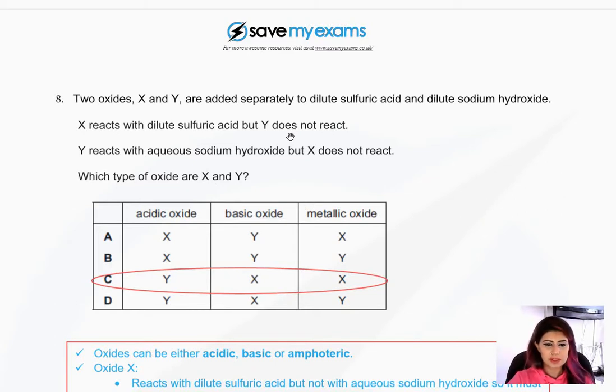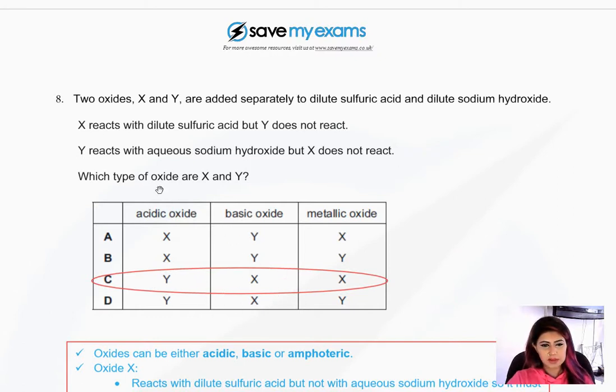But let's confirm with the second sentence. Y reacts with aqueous sodium hydroxide. Yes, so Y has to be an acid. So Y is acidic here. Now we still have C and D as the possible answers.